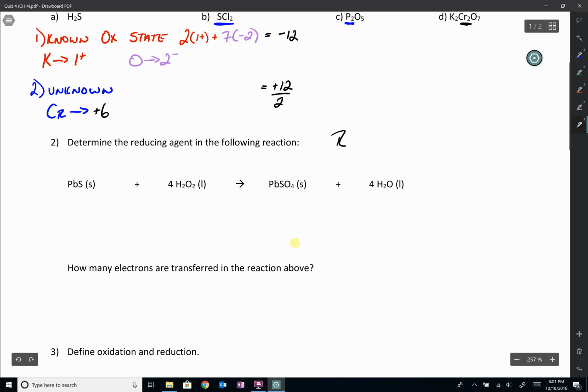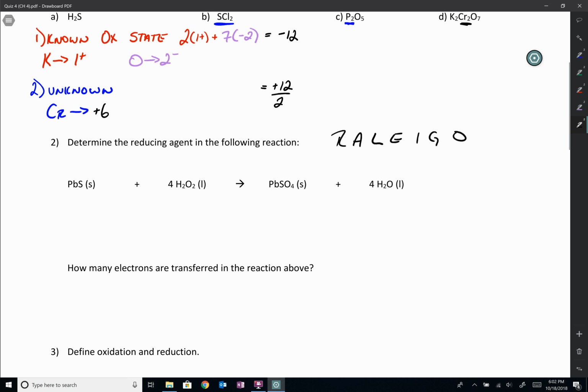And that's what I remember. Reducing agents lose electrons. It gets oxidized. Okay, so I just remember that set right there. Reducing agents lose electrons. It gets oxidized. Okay, so we know that in question 2 we have a redox reaction, because otherwise we don't really have a reducing agent. Now, how do we go through and identify a reducing agent?